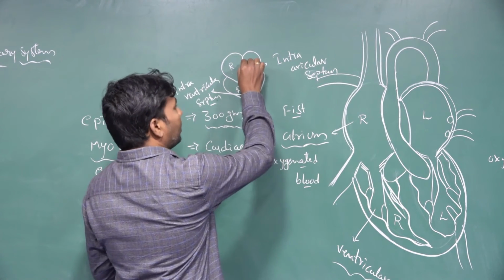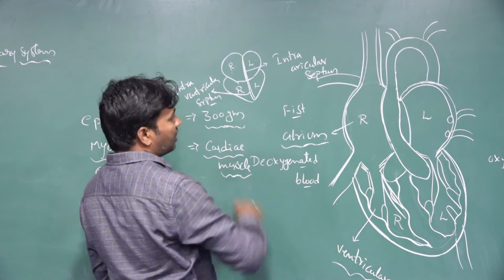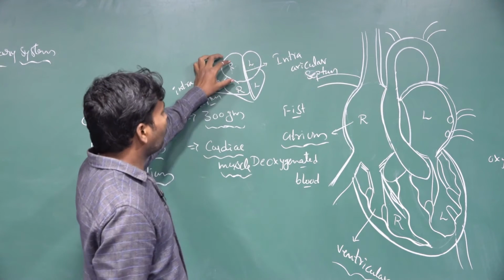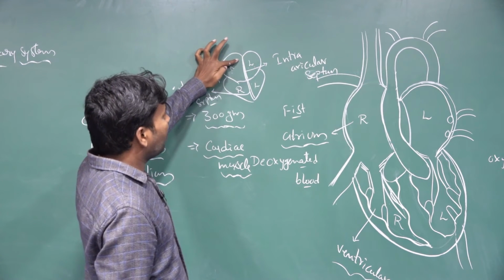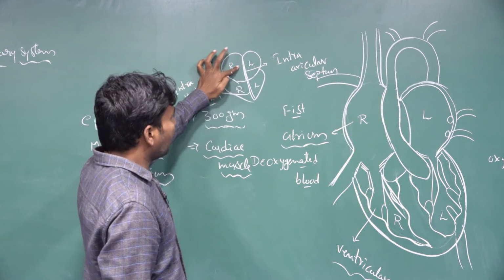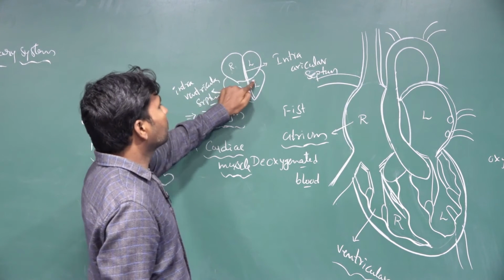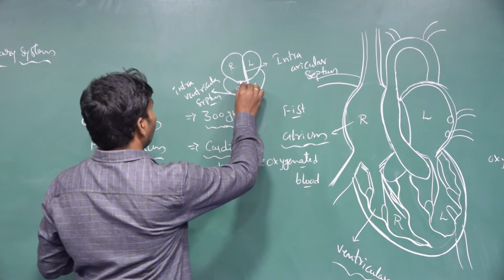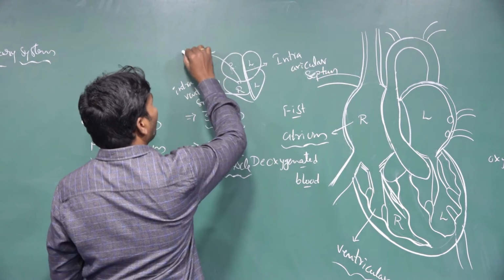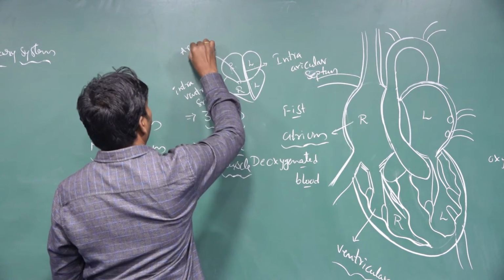So the intra-auricular and intraventricular septums are present. Not only that, between the auricles and the ventricles a separating structure is also formed. This is called the auriculoventricular septum.